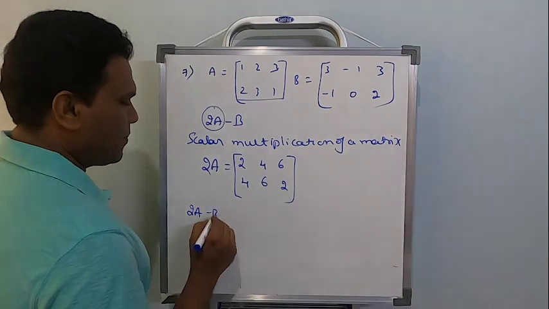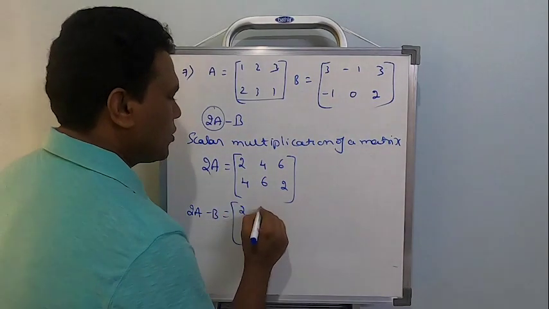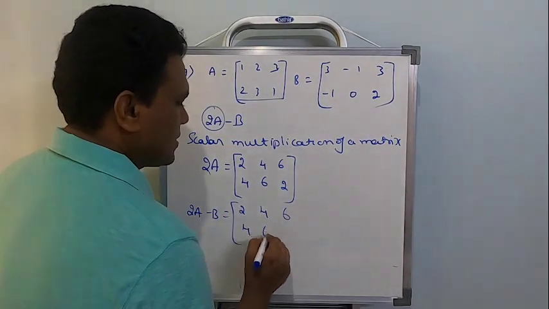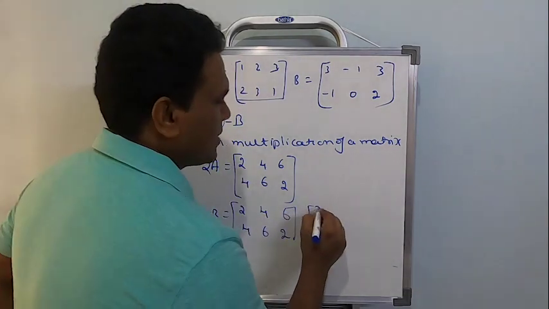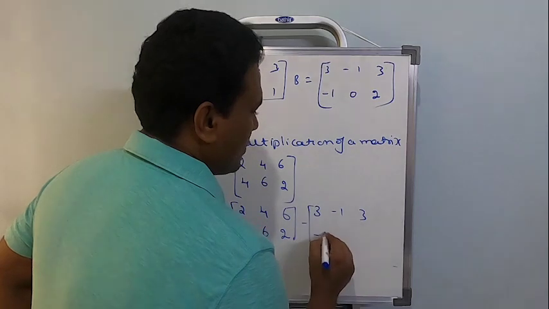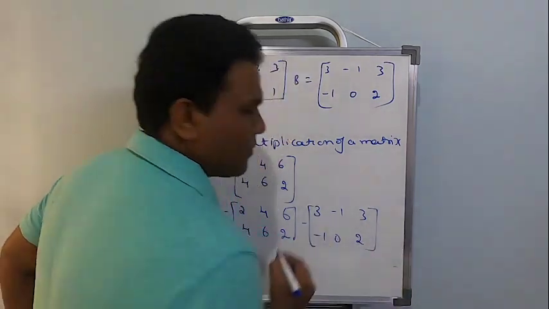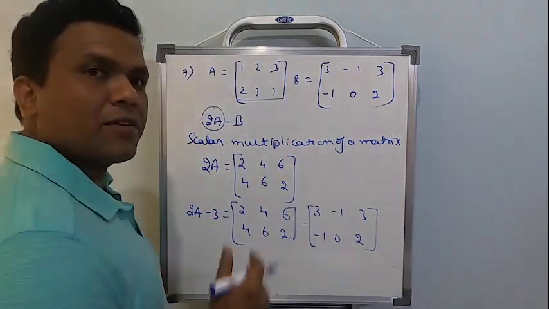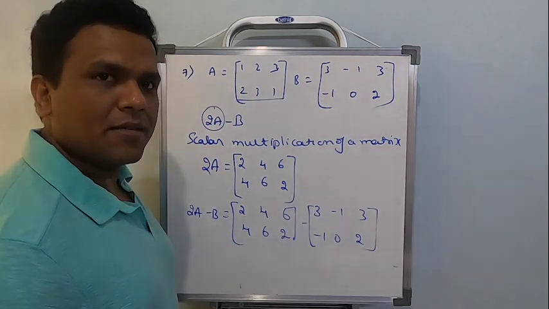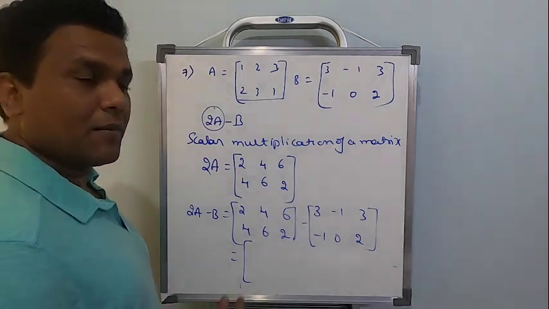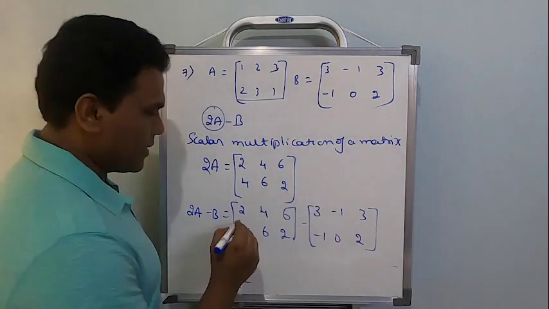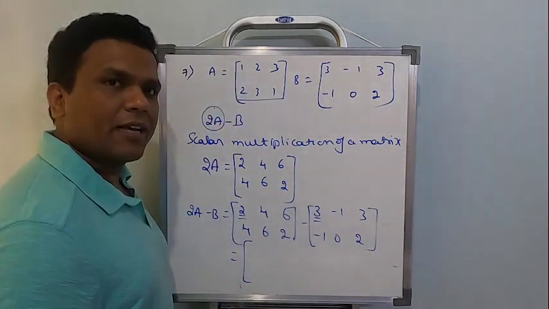So 2A minus B. What is 2A? You got 2, 4, 6, 4, 6, 2. Minus B. What is matrix B? 3, minus 1, 3, minus 1, 0, 2. Just subtraction of two matrices. As you notice, orders are already the same, so I can just go for subtraction. Subtraction of two matrices is simply obtained by subtracting the corresponding elements.